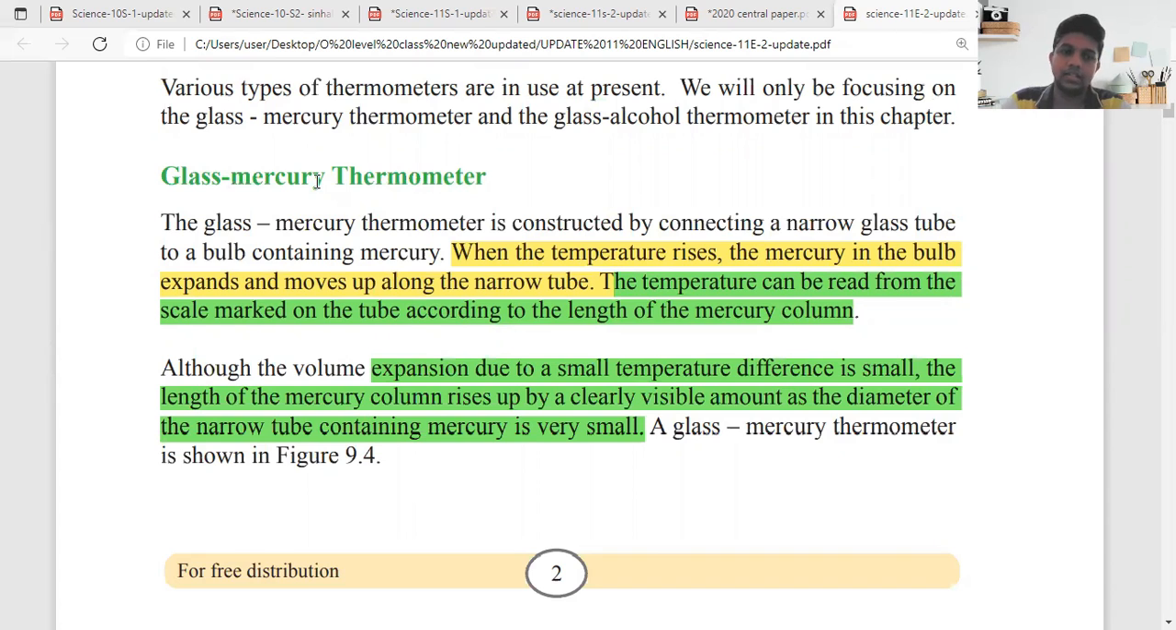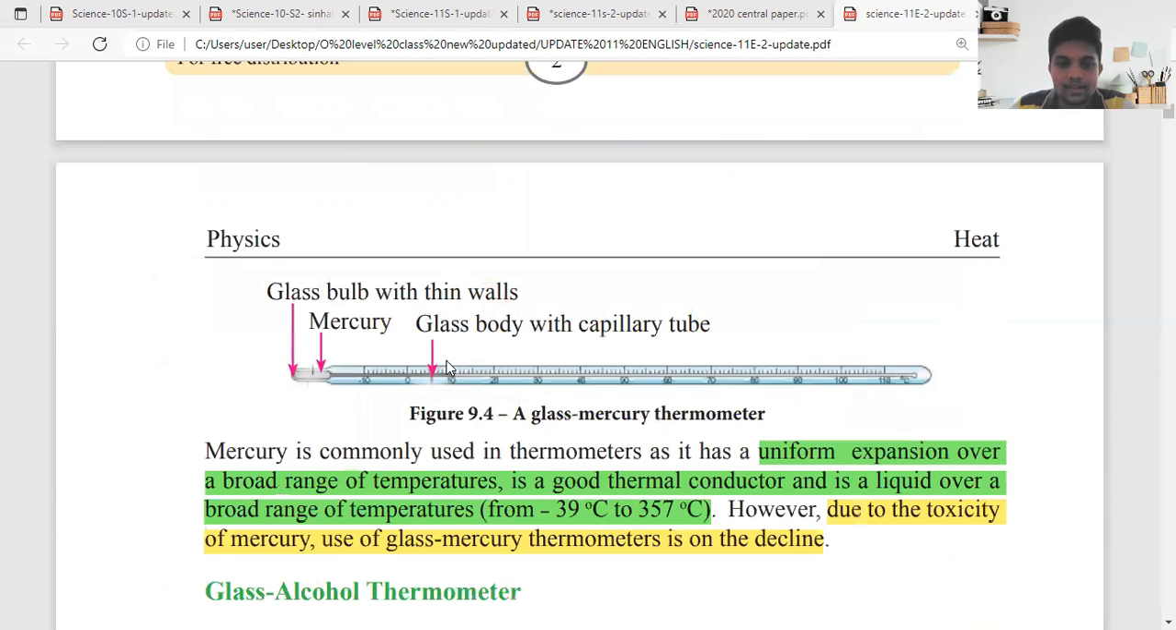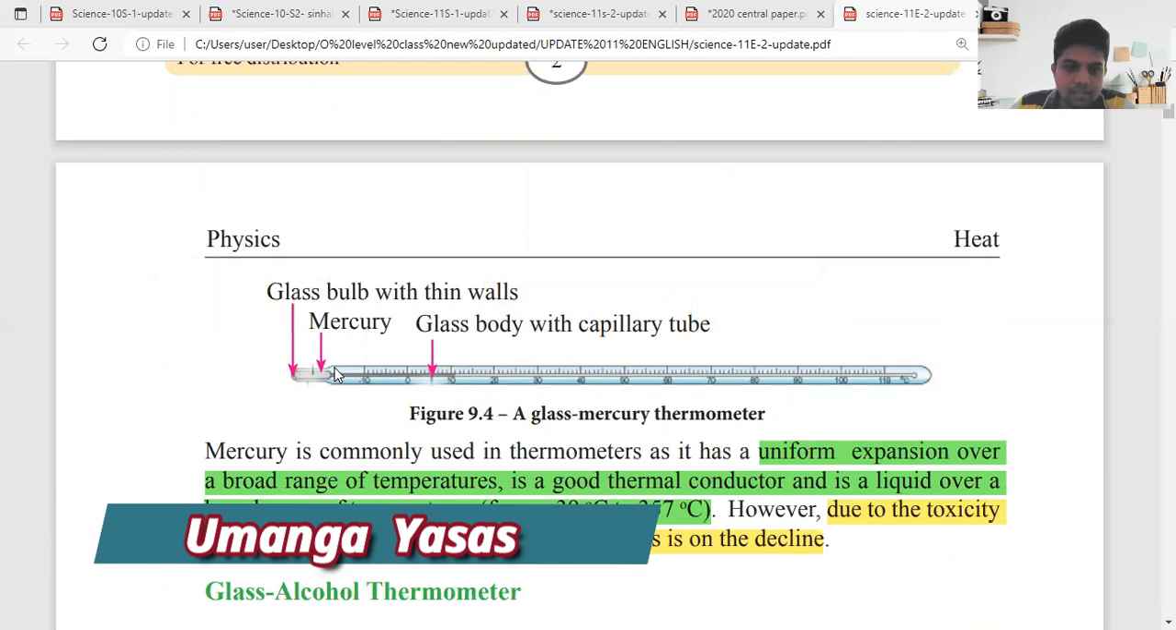So when we come to glass mercury thermometers, the glass mercury thermometer is constructed by connecting a narrow glass tube to a bulb containing mercury. Basically, you can see in this picture also, there is a mercury bulb. Okay, so it includes mercury.